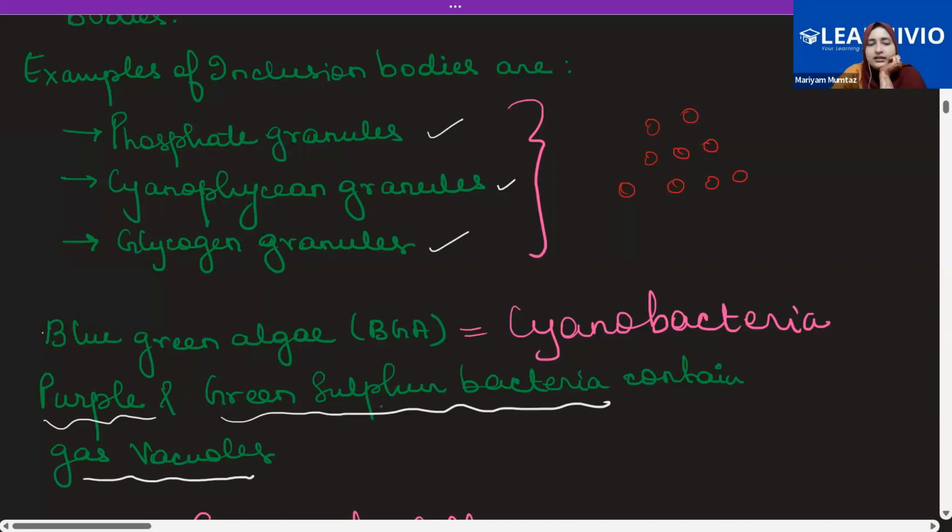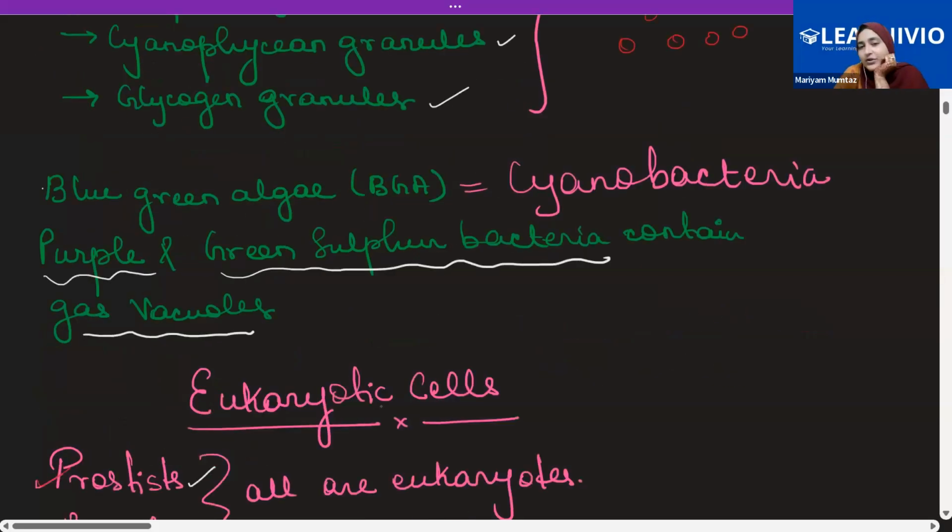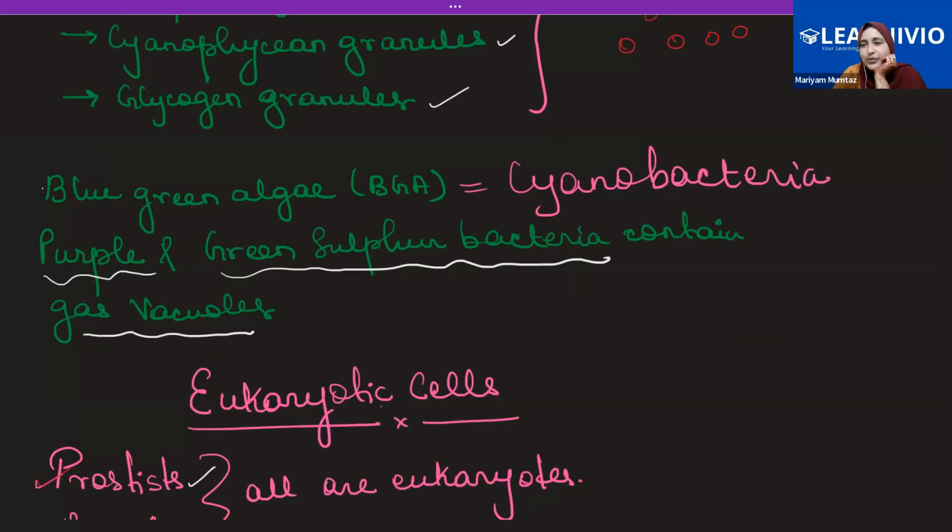Now, you know that there is blue-green algae, also called cyanobacteria, when we studied Kingdom Monera, right? And then there is also purple and green sulfur bacteria. These two bacteria are mostly aquatic in nature. That is why they have gas vacuoles, which provide them the buoyancy, which is the upward force. So it doesn't let them sink to the bottom of the water body. Understood?